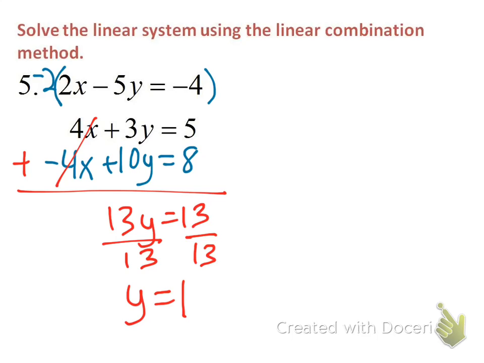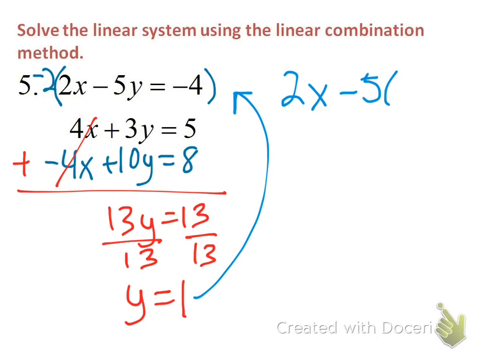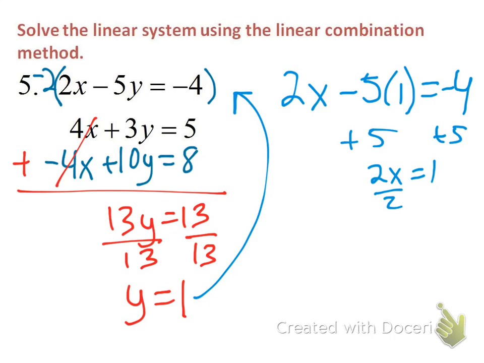Once we know the value for y, plug it back in. It doesn't really matter where you go. I'll just go to the top. 2x minus 5 times 1 equals negative 4. That's just going to give us a 5, so I can add 5 to both sides. And x is a half.